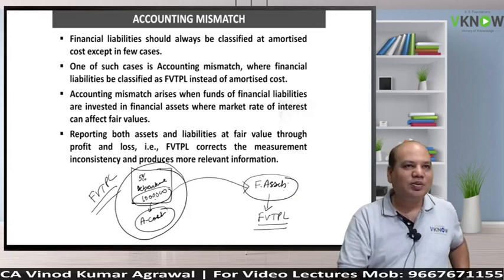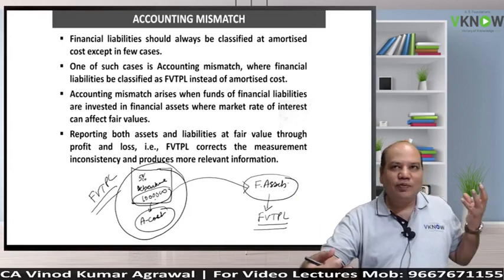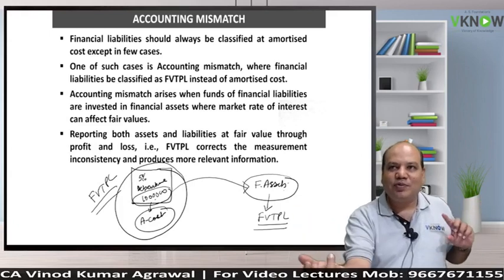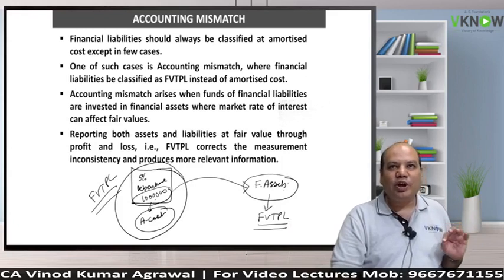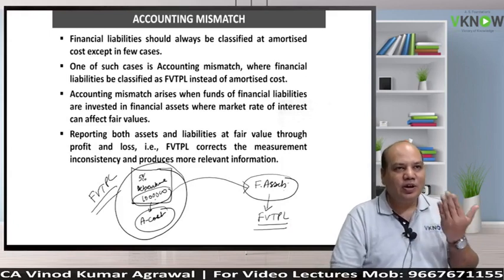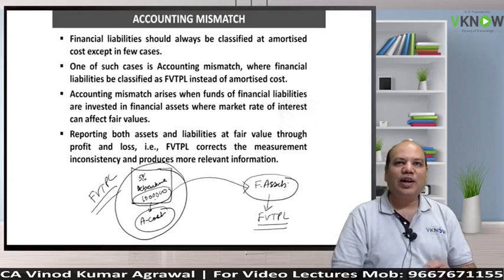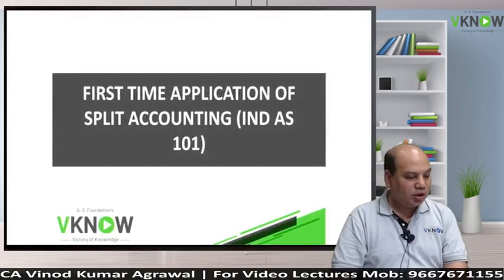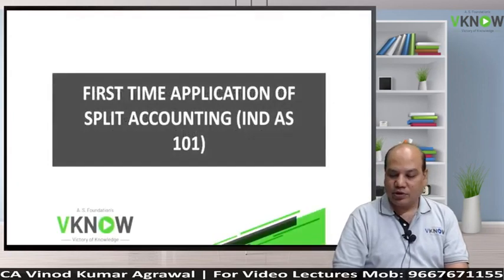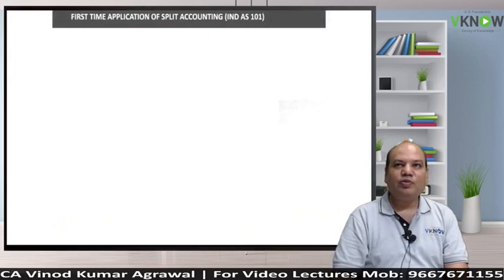This is called accounting mismatch. You had a heavy fluctuation in P&L account because the funds that you borrowed were accounted at amortized cost, but the funds where it was invested was accounted at FVTPL. So to avoid this mismatch, management is given a discretion. It can use FVTPL classification for a financial liability. And the last paragraph is first time application of split accounting. Split accounting means compound financial instrument.